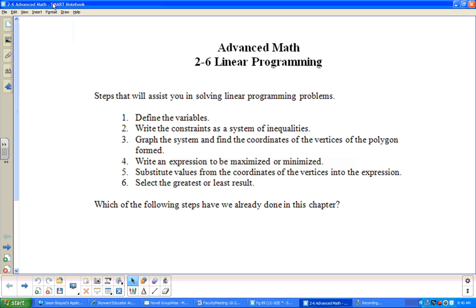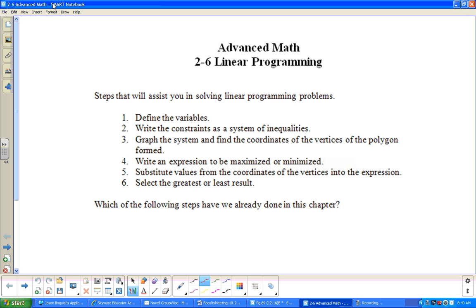2-6, as I told you, would be linear programming. It would be some type of story problem where we would not be given the inequalities. We would have to figure them out. So they'll be in there, but not written as inequalities. They'll be written as sentences. And basically, some of these we know that we've done before in the previous section.